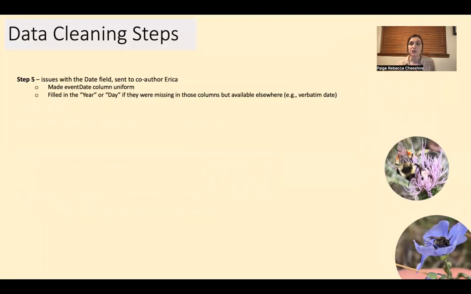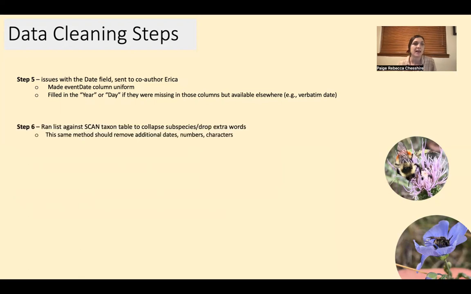Next, there were issues with the date field. So I sent the data to a co-author, Erica Fisher. She made the event date column uniform and filled in the year or day if they were missing in those columns, but that info was available elsewhere, maybe in the verbatim date column. And then we ran the list of scientific names that we had gathered up until that point against a SCAN taxon table to collapse subspecies and drop extra words. And this same method removed any additional dates or numbers or characters that were still persisting in that scientific name column.